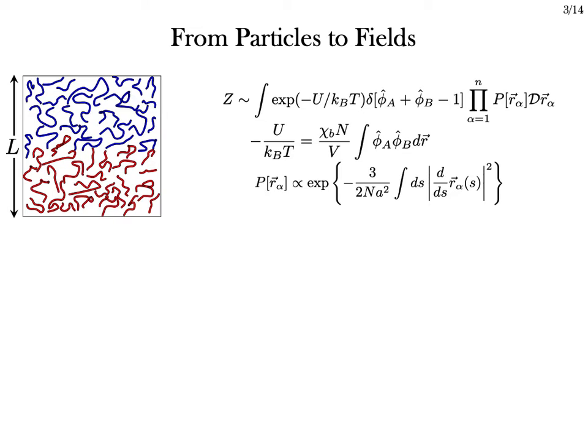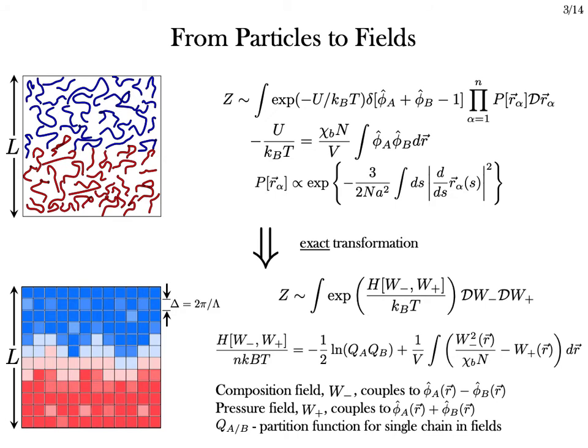This is represented here by the functional integral over paths R of S, summed over all chains indexed by alpha. In this equation, U represents the interaction energy between A and B monomers, and the stretching energy is included in P. Actually performing this integral is extremely difficult to say the least, so instead we perform an exact mathematical transformation from a particle-based representation to a field-based representation.